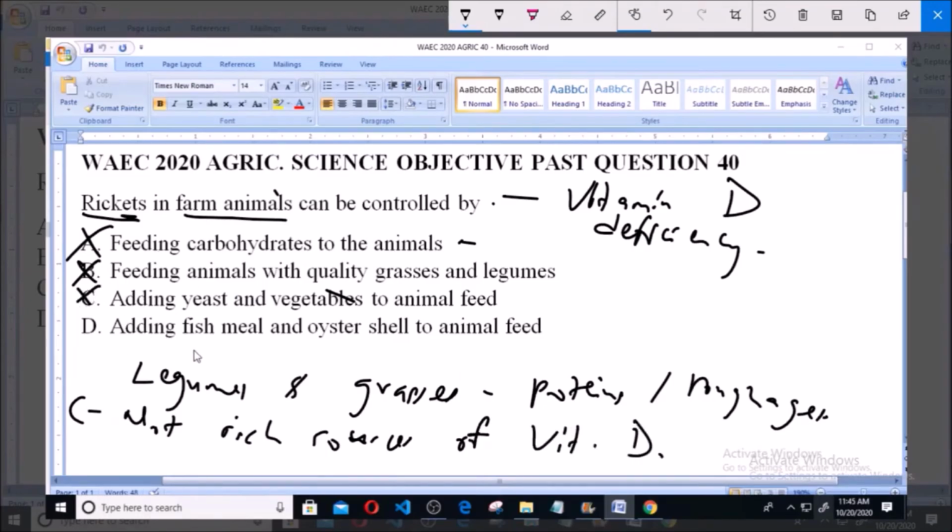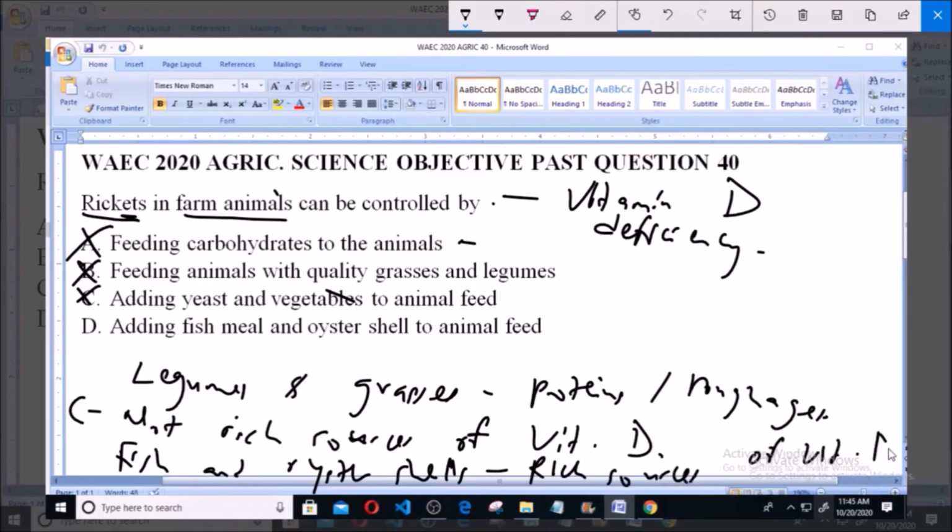Now option D says adding fish meal and oyster shell to animal feed. Fish and oyster shells are rich sources of vitamin D, and since rickets is due to lack of vitamin D, supplementing for vitamin D can control rickets, and these are very rich sources of vitamin D. So option D, adding fish meal and oyster shell to animal feed, is a way of controlling rickets in farm animals.